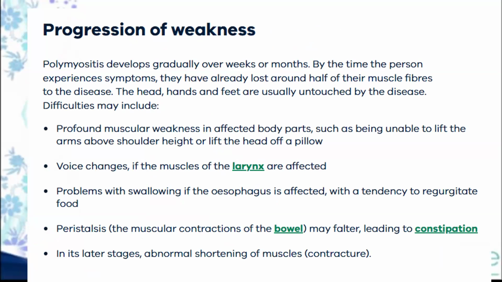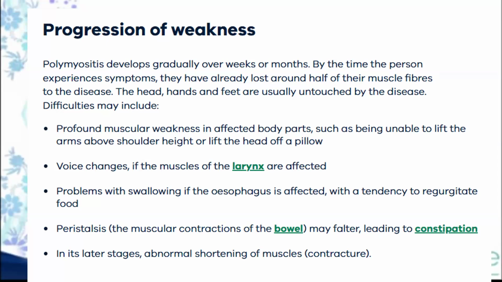Polymyositis develops gradually over weeks or months. So this is another MCQ point to remember. It's progressive. So in the questions, they will give you progressively worsening muscle weakness or progressively worsening muscle stiffness, right? So it develops over weeks or months. So they will give you a history of weeks or months, not years, right?